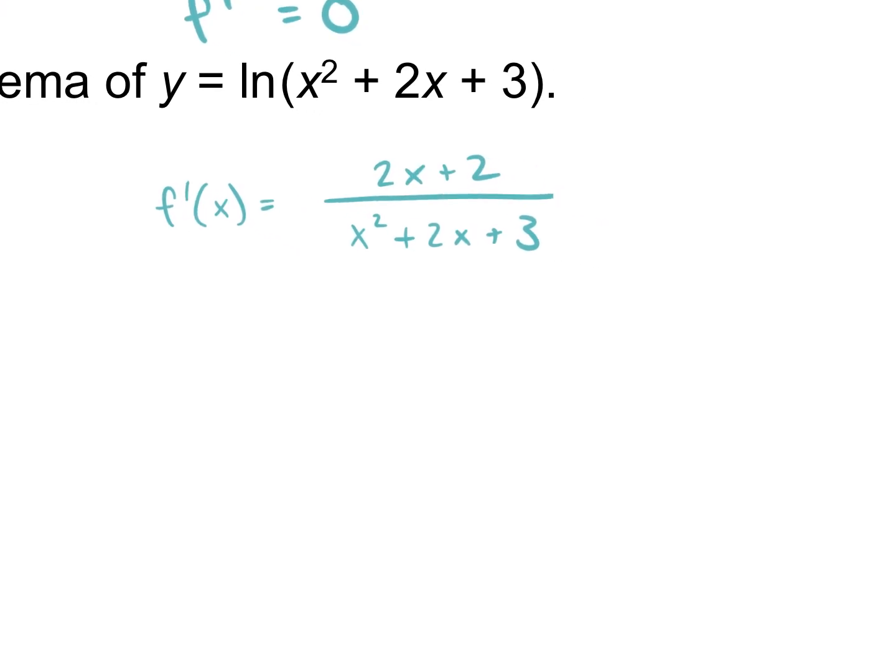Now we would set our derivative equal to 0. So which part of this would I need to set equal to 0? The numerator. But we also need to figure out where it's undefined. So we want to set the denominator equal to 0 as well. So to find our critical numbers, we want to find where it's equal to 0 and where it's undefined.